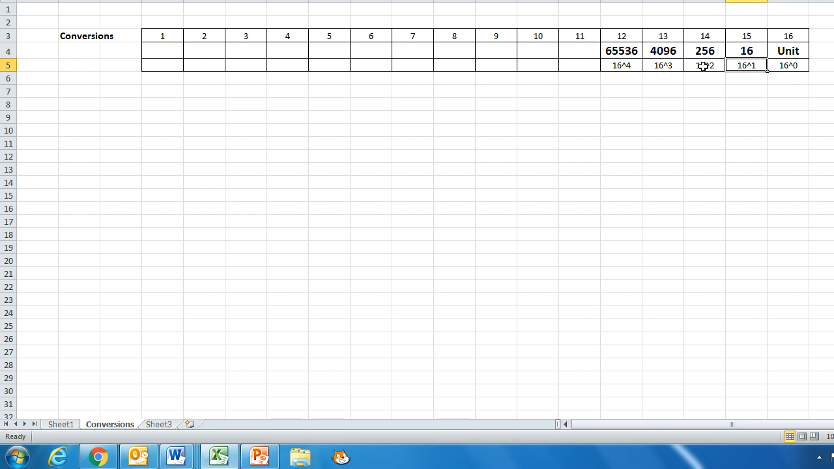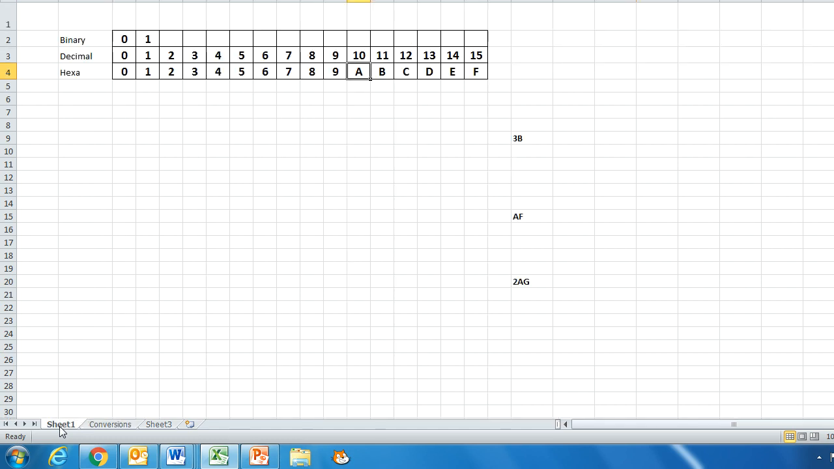The third digit to the right, in decimal it was 10 to the power of 2. 10 times 10 is 100, so it was units, tens, hundreds. In hexa it's 16 to the power of 2, 256, and in that fashion it goes on, 16 to the power of 3, 16 to the power of 4, and there are the values. So once you understand this, it's very easy to convert.